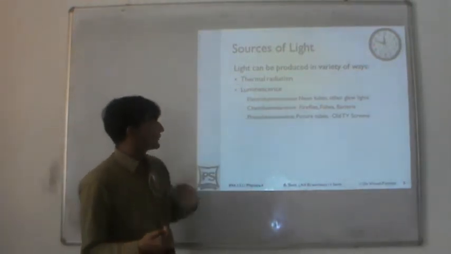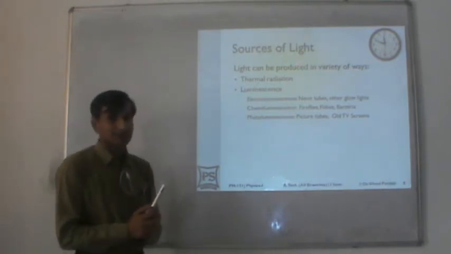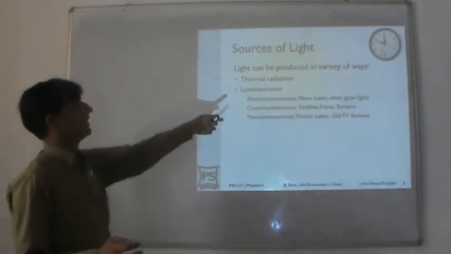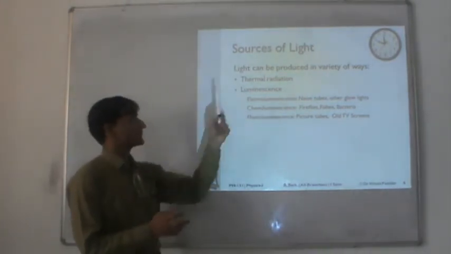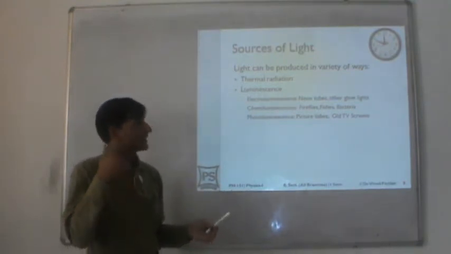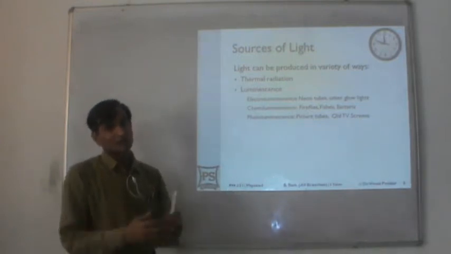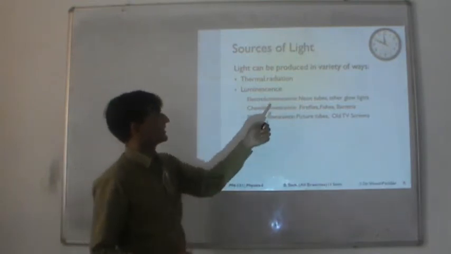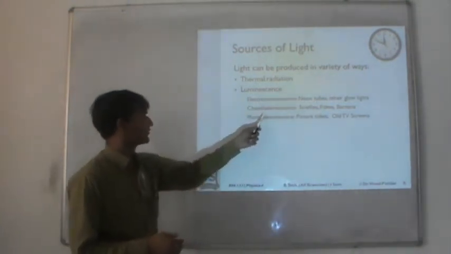Then there is another way by which you can produce light, which is luminescence. And again, luminescence can be categorized into three different types: electroluminescence, chemiluminescence, and photoluminescence. In electroluminescence, an accelerated charged particle interacts with the particles or constituents of an atom, and they create certain flashes. Neon tubes and other glow lights are based on the principle of electroluminescence.